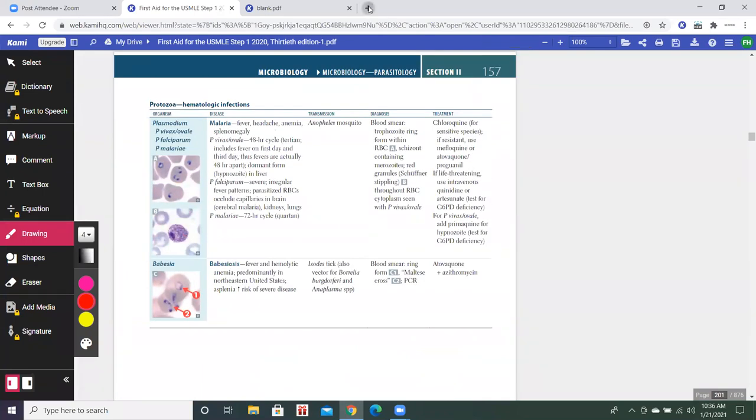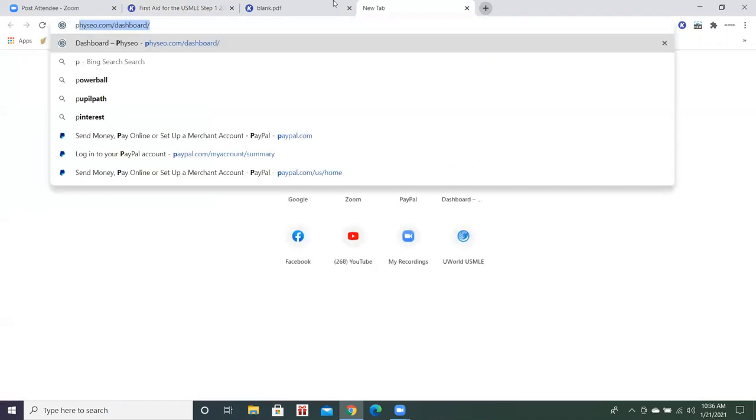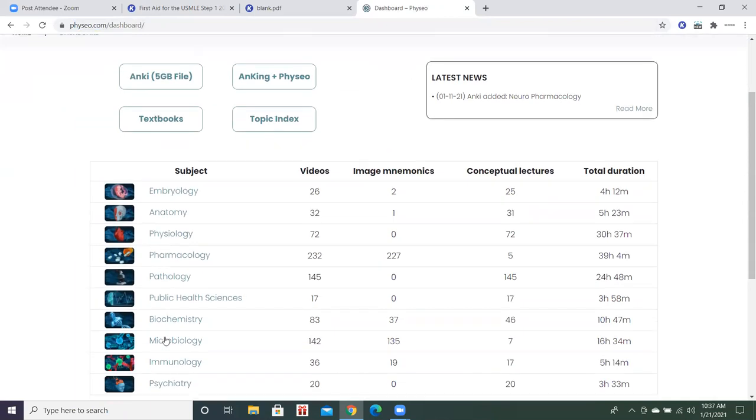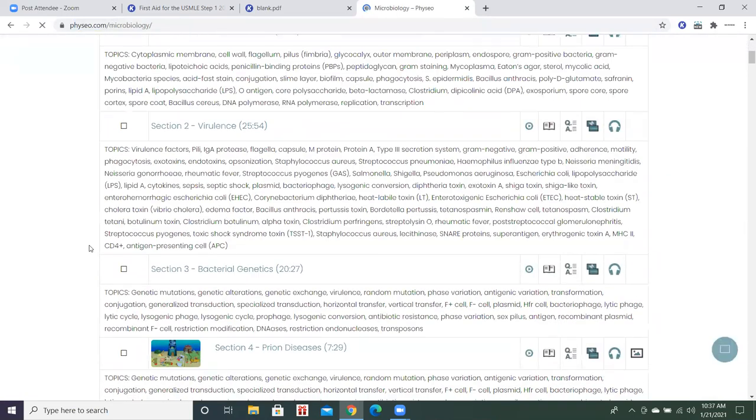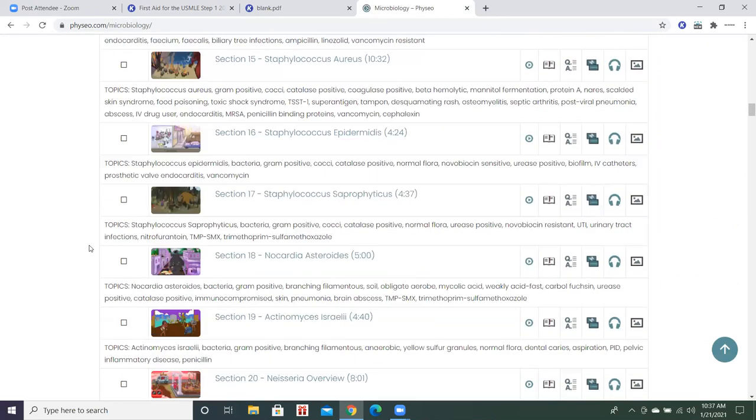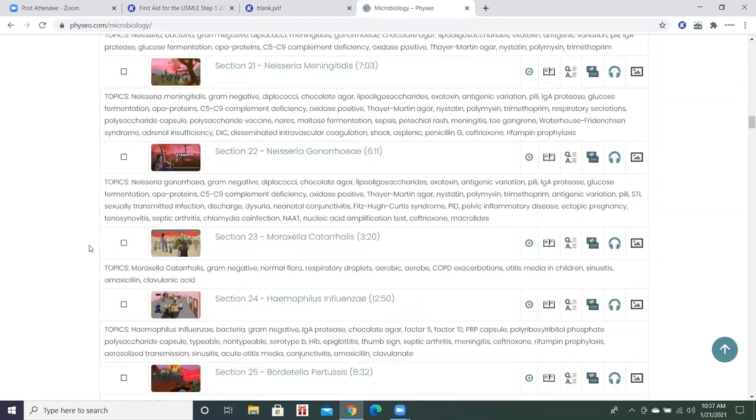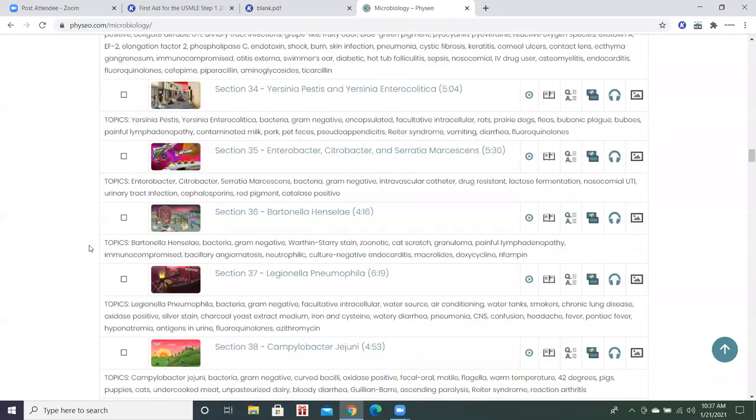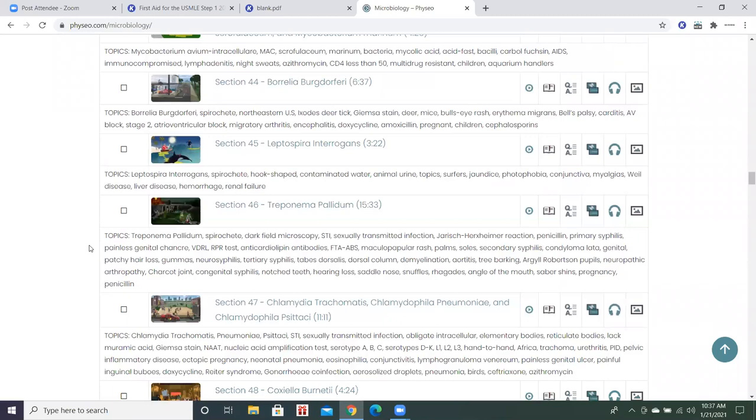So before we jump into this, the protozoa that are causing hematological diseases, we will watch one physio video for Babesia, because Babesia is a very difficult parasite to remember because it's not very common. But for Plasmodium, we will not watch a video, obviously, because we can easily remember what Plasmodium is. What disease does Plasmodium cause? Malaria, okay.